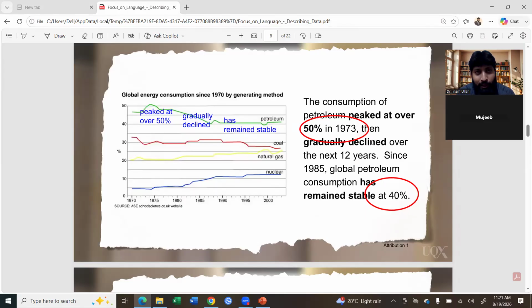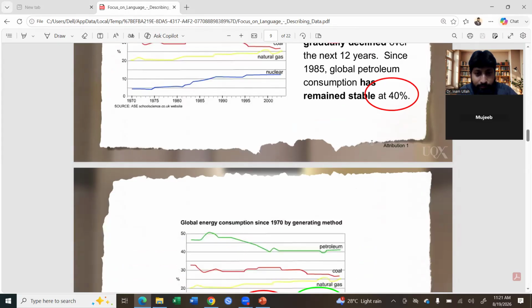So this is why having the exact and right phrases and right language is really important. If you don't have the right words for describing the data, it means that you may not get your desired bands, your desired score, right? So this is important that you should have these phrases at your fingertips.